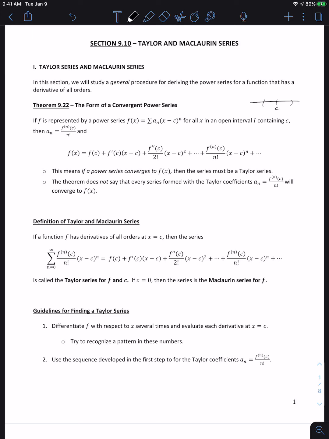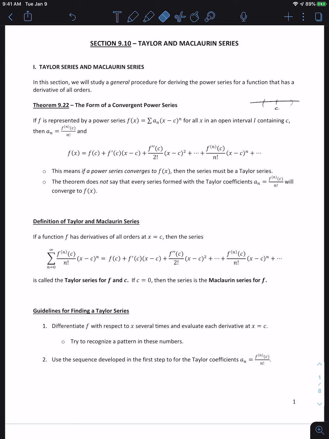then a sub n has to look like the nth derivative at c over n factorial, and the formula for f of x has to be this infinite sum. And this infinite sum, remember, is just the Taylor polynomial centered at c, but going on infinitely forever, right? So that's why it's called a Taylor series. So what does this mean? This means that if a power series converges to f of x, then the series must be a Taylor series.